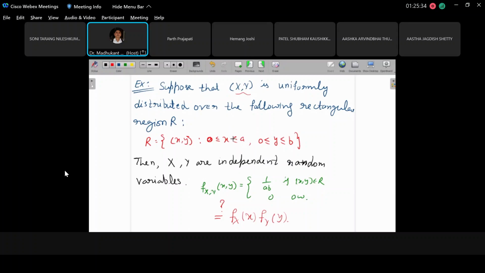So X will follow the uniform distribution over the interval 0 to a. Its marginal PDF is f of x equals 1 by a whenever x lies between 0 and a, and 0 otherwise. Similarly for y, f of y is 1 upon b whenever y lies in 0 to b, and 0 otherwise. And certainly 1 upon ab you can write as 1 upon a into 1 upon b. Whenever (x, y) falls into this region, if you draw it and take any point, it is going to be 1 upon ab, the area of the rectangle only.